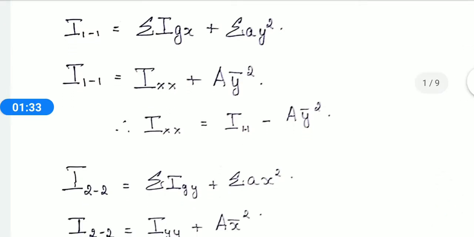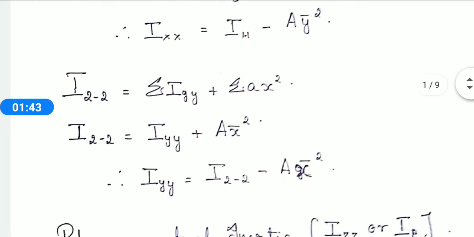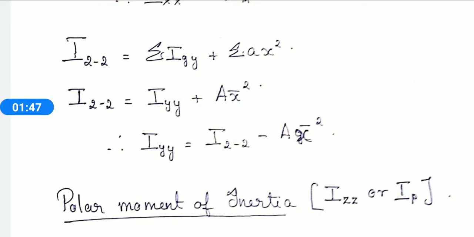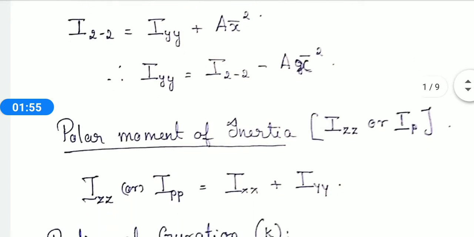Same like if you are finding I of 2, which will be equal to summation of I of gy plus summation of a x square. From that you can find out Iyy is equal to I of 2 minus A x bar square. Polar moment of inertia can be written as I of zz or I of p, which is equal to I of xx plus I of yy.